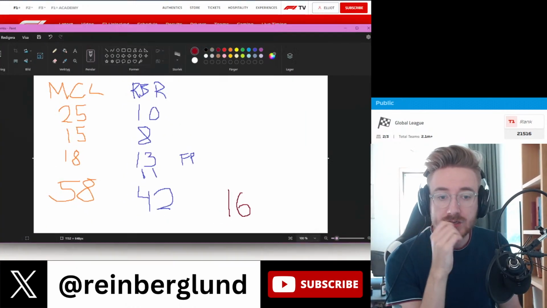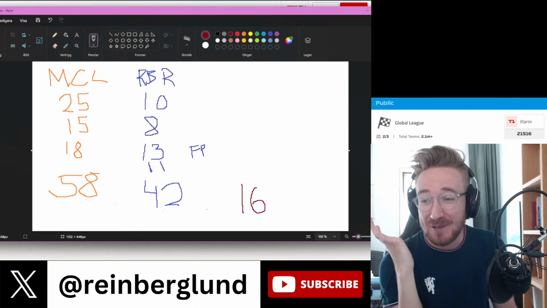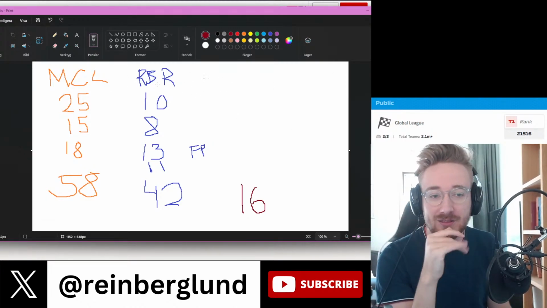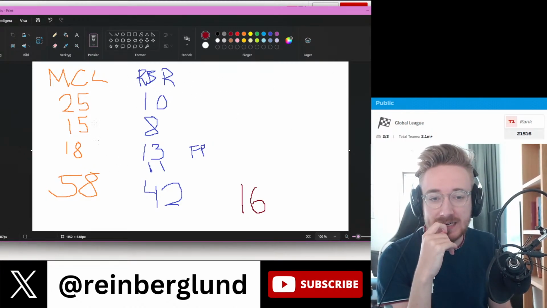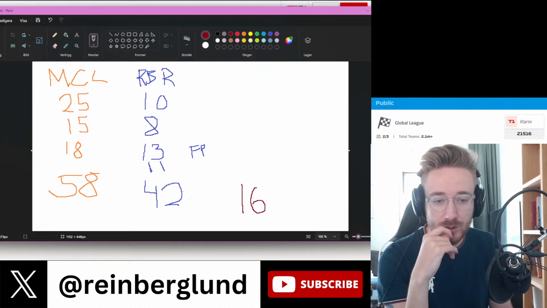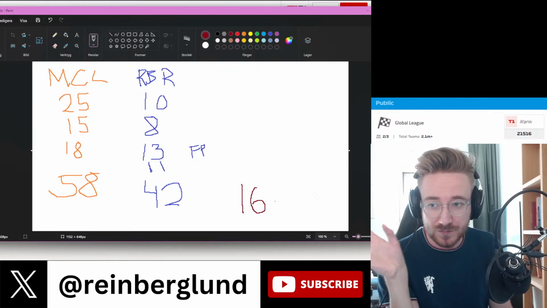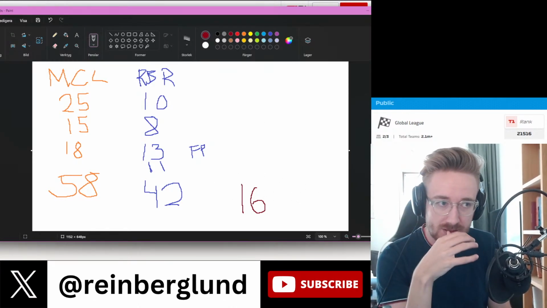If you just joined, these are the MS Paint calculations I made. This is the difference between the McLaren and the Red Bull Racing constructor. This is Norris points. This is Piastri points. This is qualifying points. This is Verstappen. This is Checo. This is fastest pit stop. This is quali points. So this is the worst case scenario points difference. I think it's going to be like 16 points.